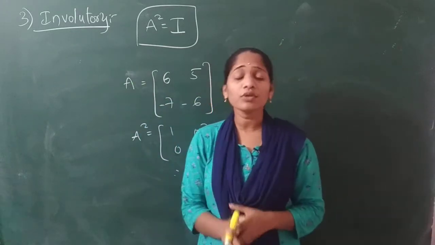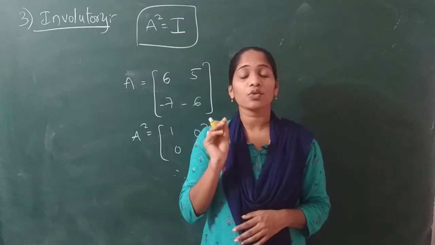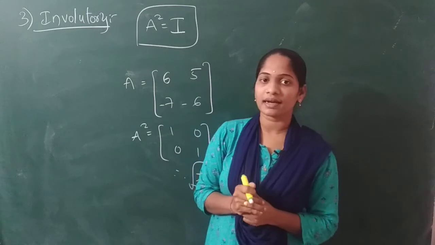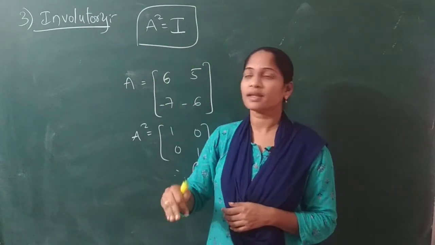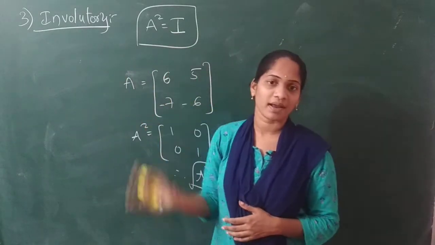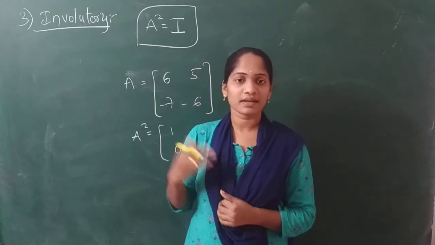These three definitions, that is power of a matrix, the common thing is that you have to consider the square matrix only. In idempotent also we have to take a square matrix. And coming to nilpotent also a square matrix, involutory also a square matrix. After taking it like that, if the related condition is satisfied, then that matrix is said to be so and so.